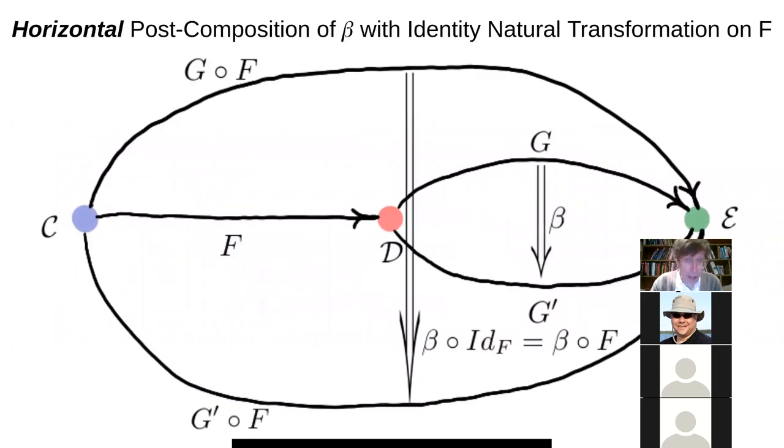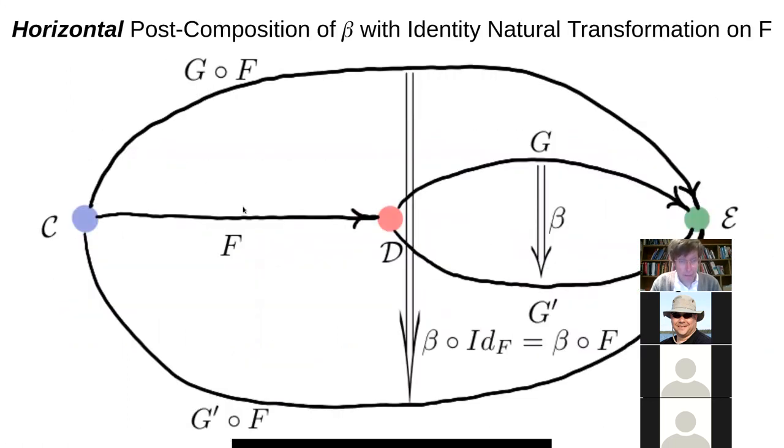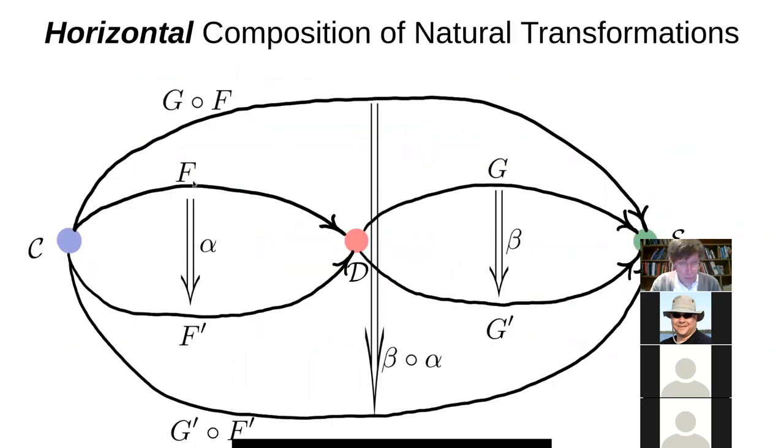Now, there's two special cases of this that he mentioned. One is where we have only one. So instead of having two natural transformations, we're only dealing with one.